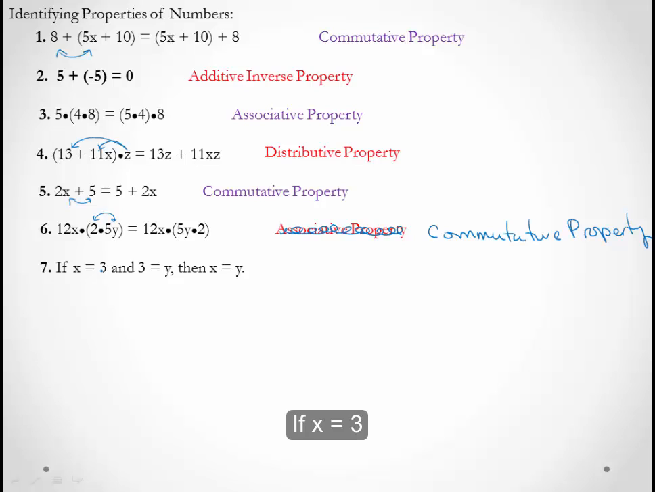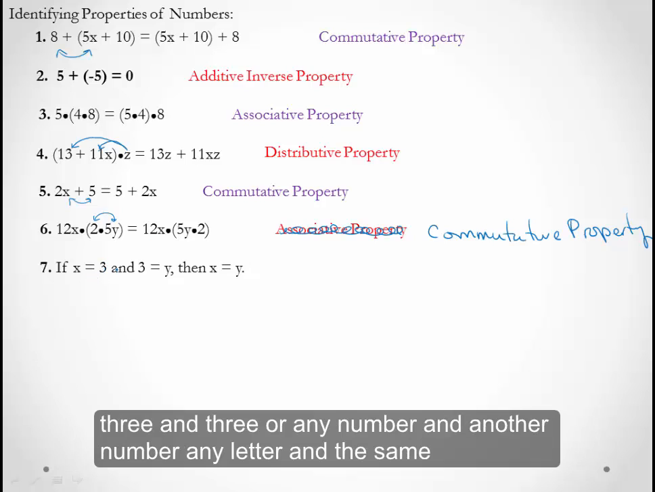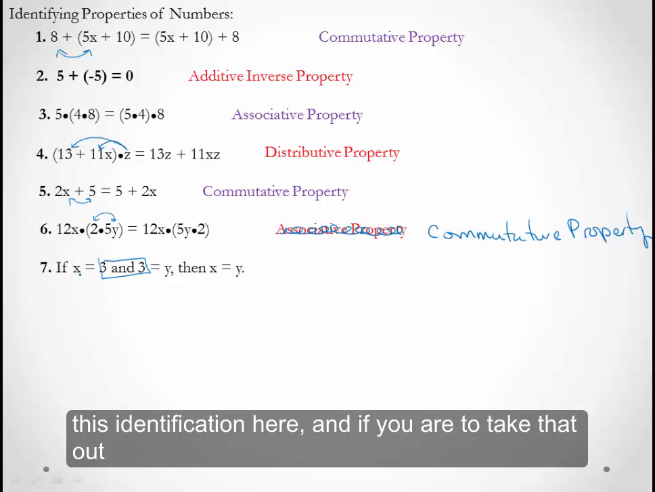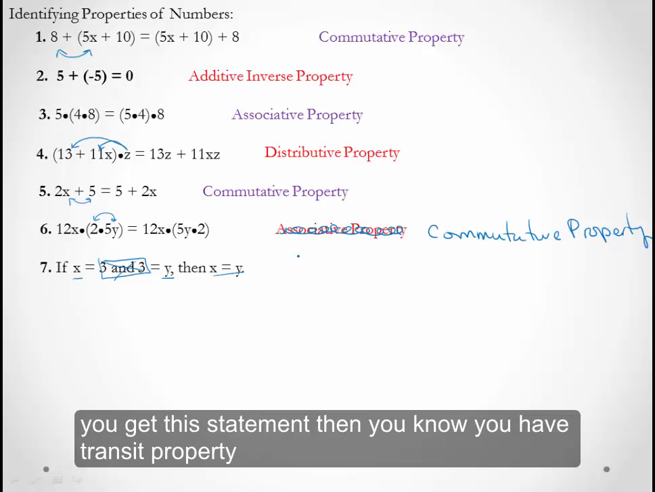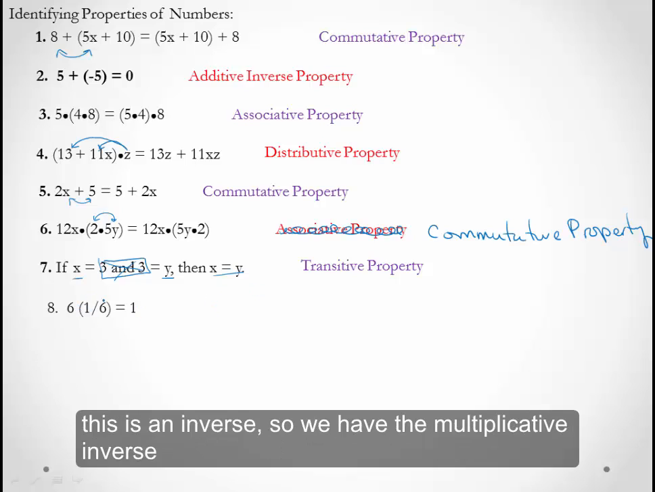If x equals 3 and 3 equals y, then x equals y. Whenever you look here and you have 3 and 3, or any number and another number, or any letter and the same, this identification here, and then if you were to take that out, you get this statement, then you know you have transitive property. 6 times 1 divided by 6 equals 1. This is an inverse, so we have multiplicative inverse.